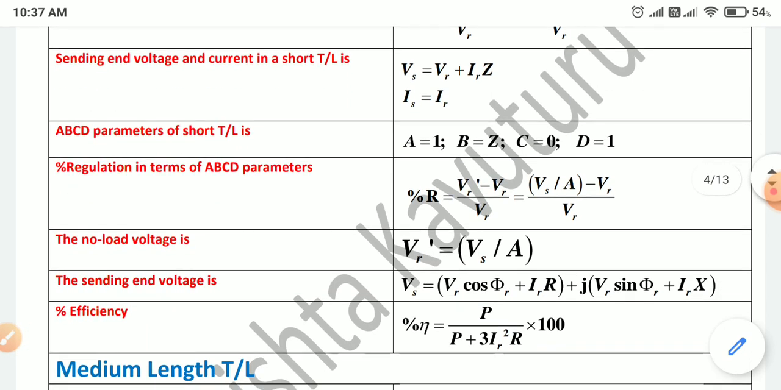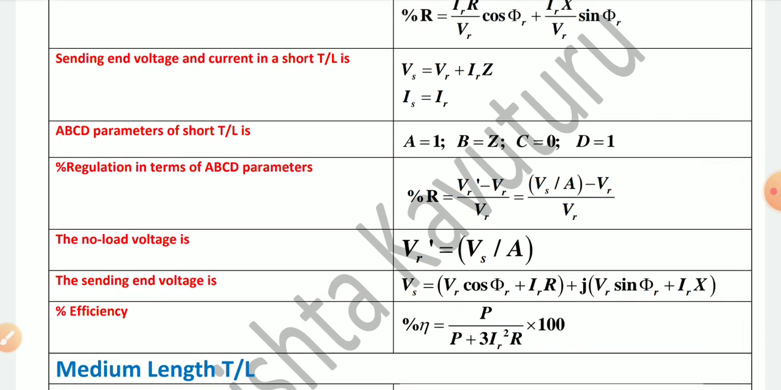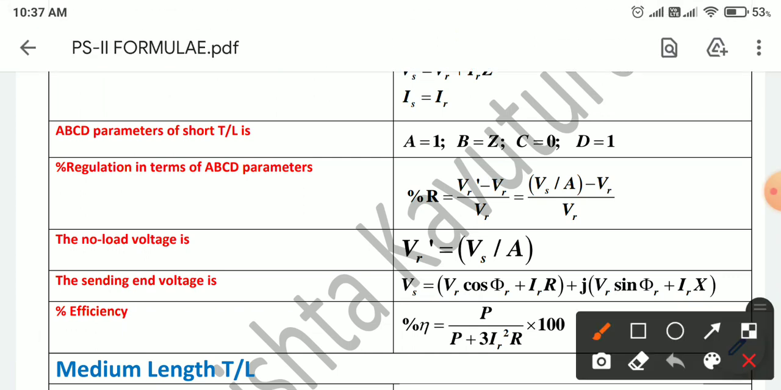Next, percentage regulation in terms of ABCD parameters. For example, in the problem, if ABCD values are given and you are asked to calculate the regulation value, then you can use this formula. VR dash minus VR by VR is the general formula for regulation. Regulation is defined as no load voltage minus full load voltage by full load voltage.